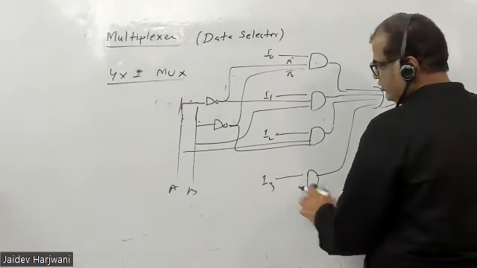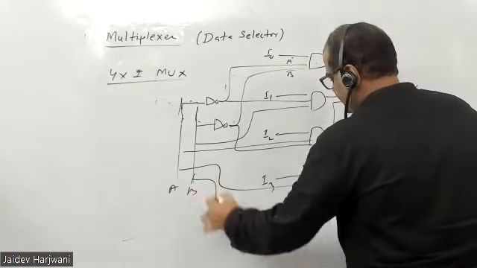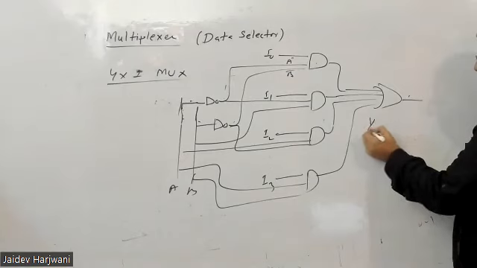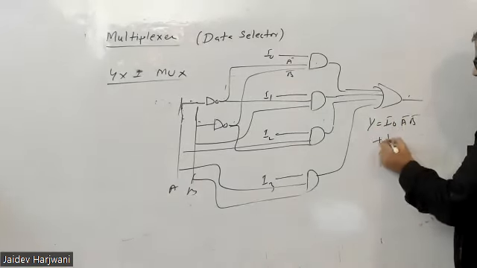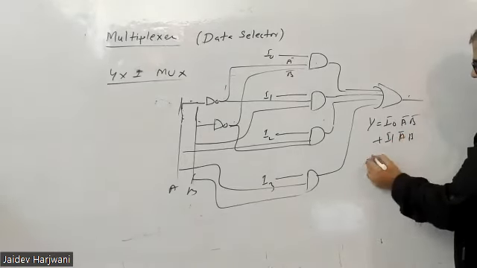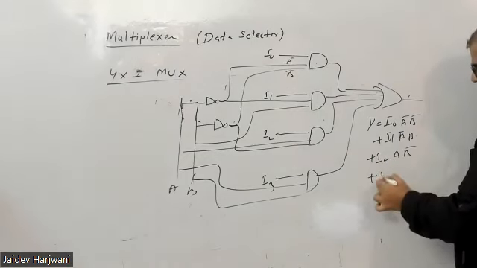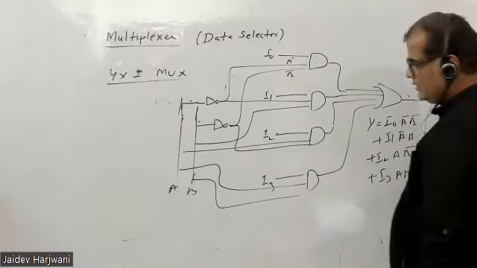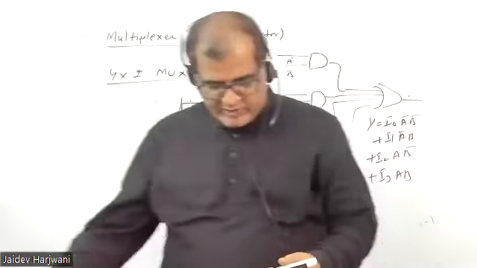Then here you want both A and B. So directly A can come here and directly B can come here. And this is your output. You'll get Y equal to I0 A bar B bar plus I1 A bar B plus I2 A B bar plus I3 A B. So this is a 4 into 1 multiplexer. Similarly, you can make 8 into 1 multiplexer.